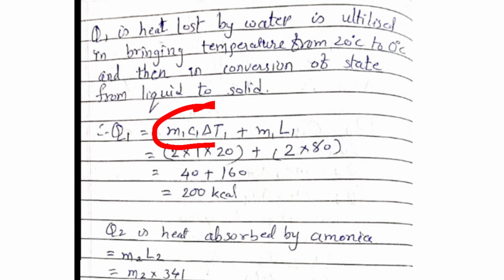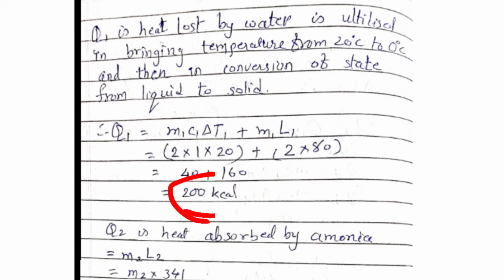So let us substitute the values. We have M1 as 2, C1 as 1, and delta T1 as 20. And you have the latent heat of fusion as 80, multiplied by 2. So the total will be 40 plus 160, which is equal to 200 kilocalories. Followed. This is the heat lost by water. How much heat is lost? 200 kilocalories. Now children, whatever heat was lost will be the same as that absorbed by the ammonia, right?